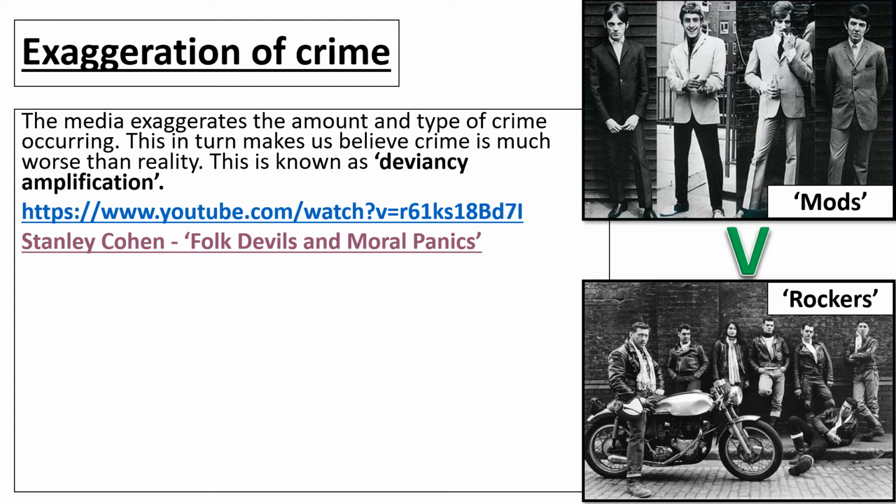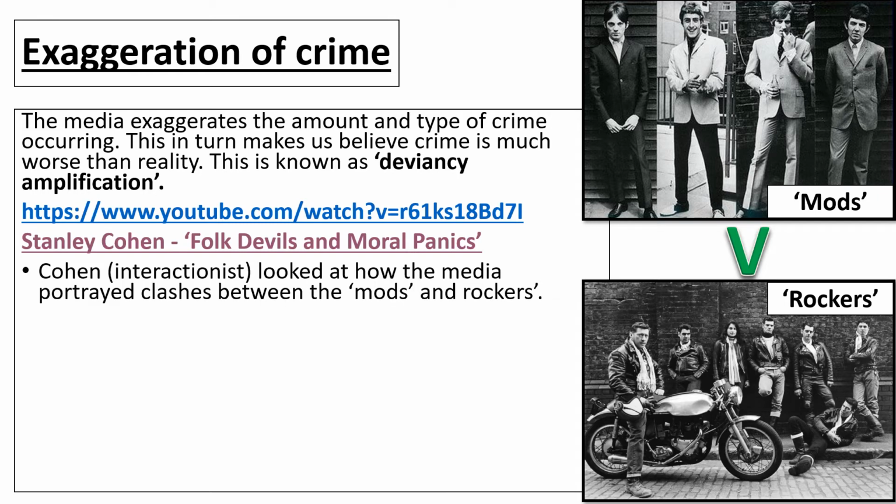So there's a famous study done by Stanley Cohen, who is a key thinker that you need to know. So he did a study called Folk Devils and Moral Panics, and he examined the mods and the rockers. So the mods, if we don't know what they are, they're a subculture, and there's a picture of them on the slide, and the rockers are a different subculture or an opposing subculture. Now, it'd be good if you could watch this YouTube clip because it gives you some information about the two groups and how the media exaggerated the crimes that they were committing and how it led to even more crime occurring as a result.